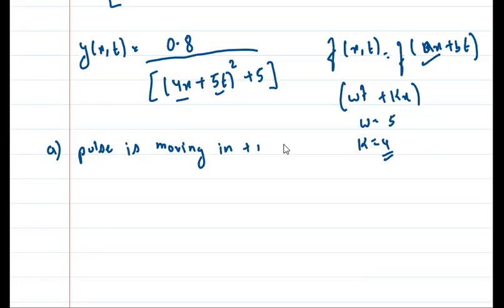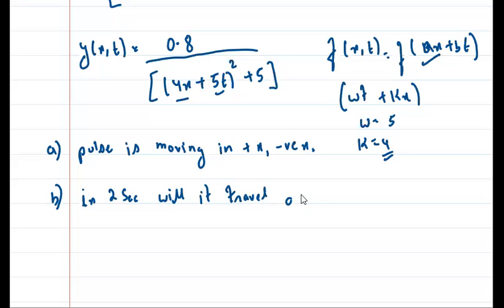Positive x direction or negative x direction? That is the first question. You don't have to solve anything, just look at the question and tell me. B: in 2 seconds, will it travel a distance of 2.5 meter, because everything is in meter? That's your second question. Third question is its maximum displacement.